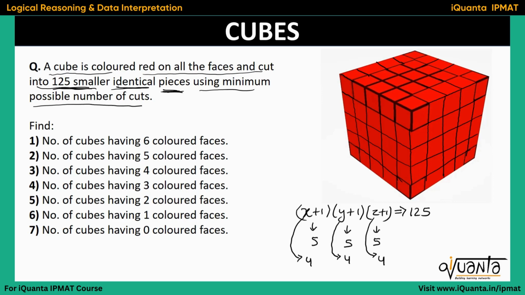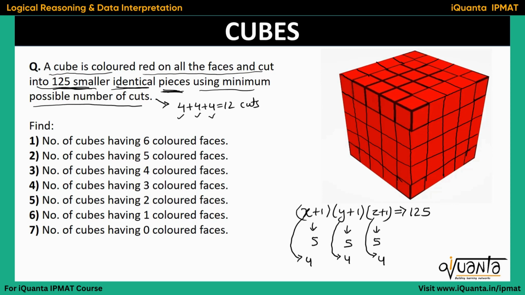also be 4, because identical pieces are obtained only when we distribute the number of cuts evenly into the x, y and z axis. So the minimum number of cuts to do so would be 4 plus 4 plus 4, that means 12 cuts. 4 along the length, 4 along the breadth and 4 along the height. So all the cubes formed here in this diagram are identical, and these are total 125 cubes.